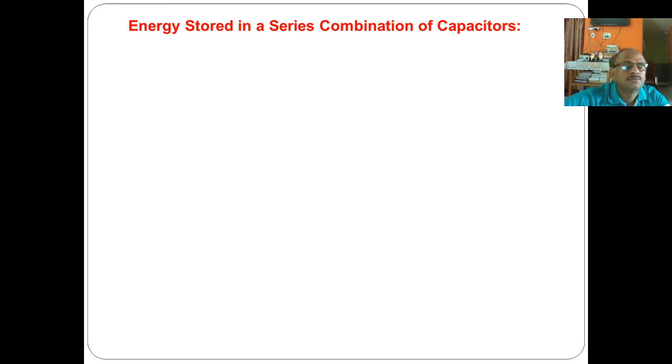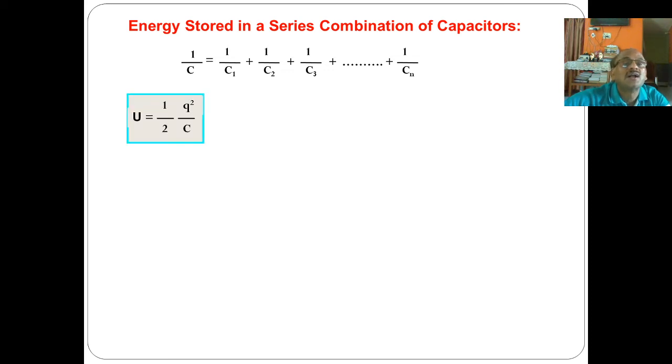Now compare the energy stored in series combination and in parallel combination. In series we know 1 by C equal to 1 by C1 plus 1 by C2 and so on, and U equal to Q square by 2C. So in place of 1 by C, we can substitute this value. Then what will we get? U equal to Q square by 2 within bracket 1 by C1 plus 1 by C2 and so on.